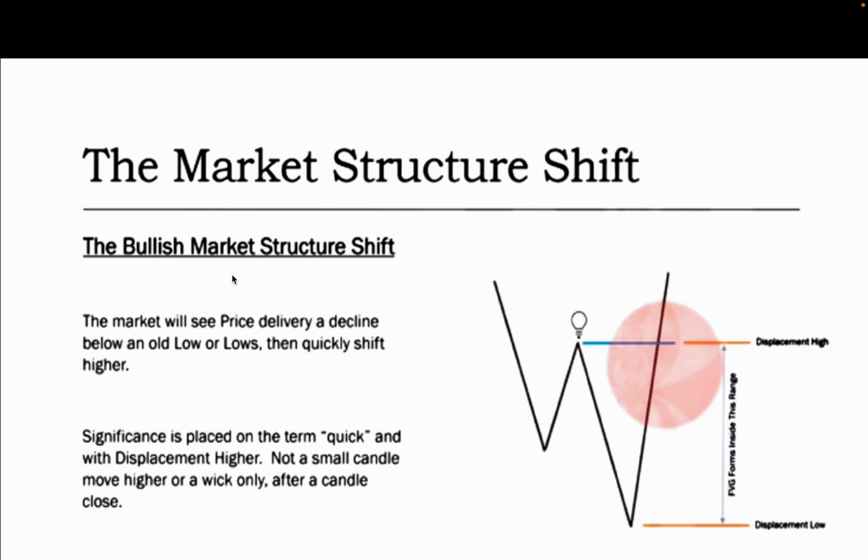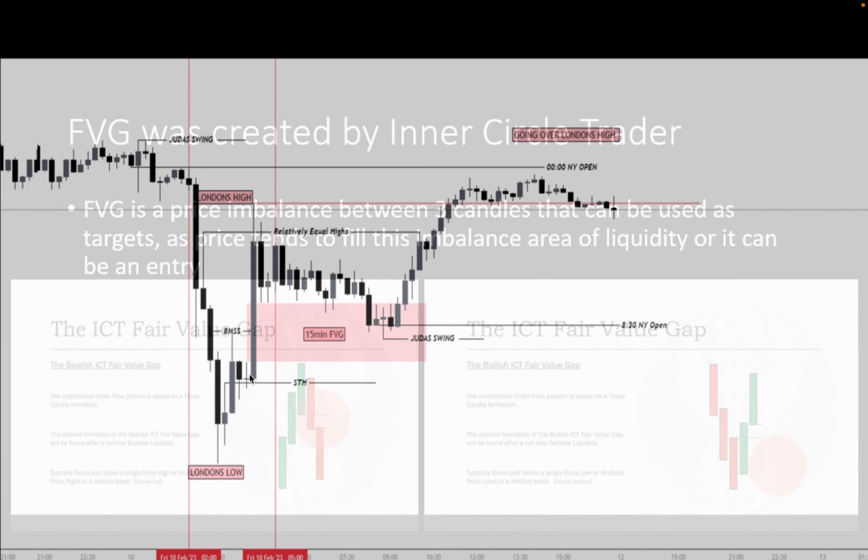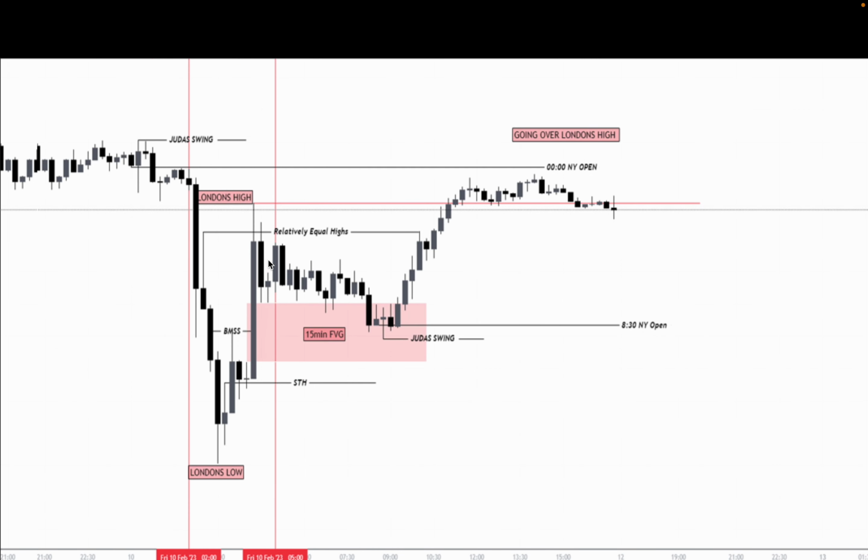Now, okay, so this is what I was talking about before. We have the market structure shift in between the zones. Now, this is a bullish market structure shift. No, it's not a W, all right? Because remember, we don't trade in patterns. The market will use and see this price delivery, a decline below old lows. Remember, what are old lows? Sell stop liquidities. Significant is placed on the turtle soup, and with a higher displacement, not small candles, you want to see a very aggressive engulfing candle. You want to see a big movement, okay?